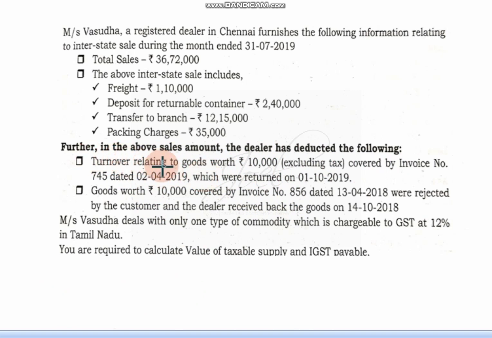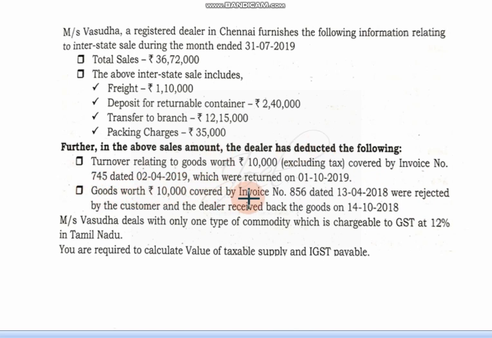See there, first one, turnover relating to goods worth rupees 10,000 excluding taxes covered by invoice number 745 dated 1/4/19, which were returned on 1/10/19. See, this particular transaction, it is deducted when the sale return is done after 6 months, so we are not considering this. So he has done it correctly, so we are not doing any adjustments regarding this particular item.